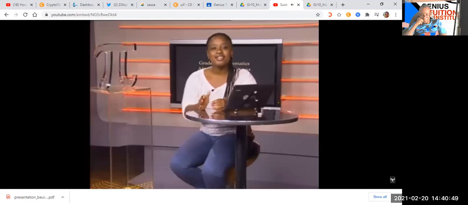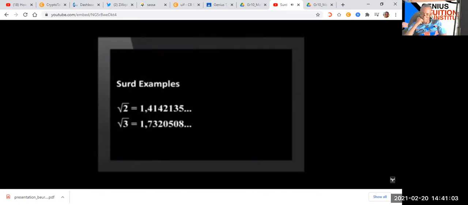A surd is the root of a number which can only be found approximately. So we say that the square root of a non-perfect square is a surd. Let us look at some examples. The square root of 2 is 1.4142135 and continues on. The square root of 3 is 1.7320508 and continues on. Both of these surds have to have their values approximated by rounding to a certain number of decimal places.